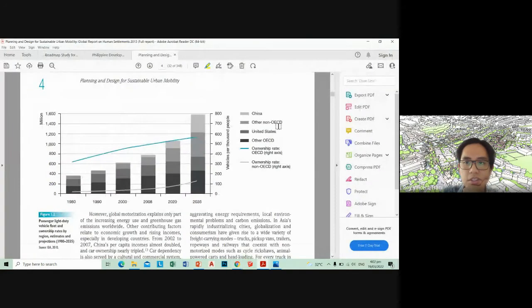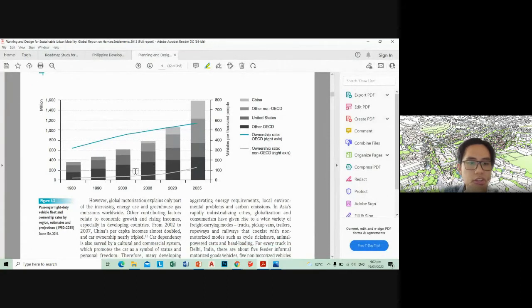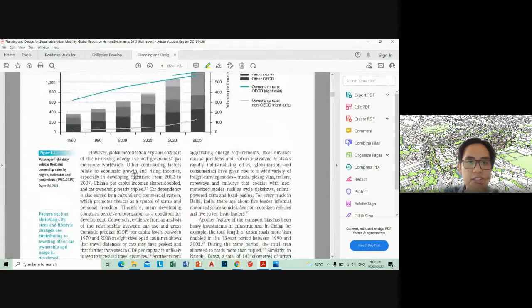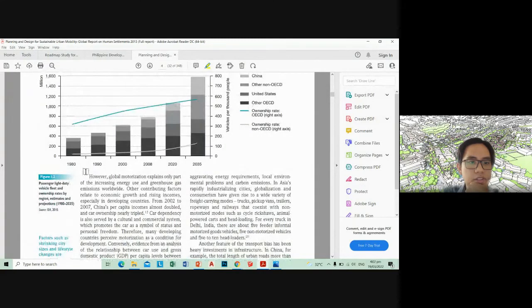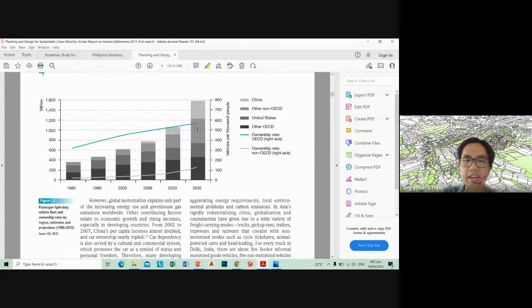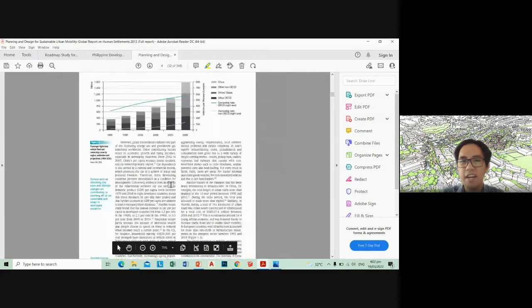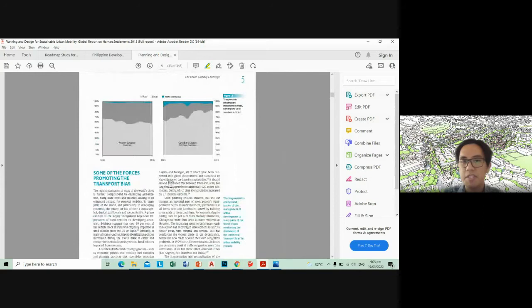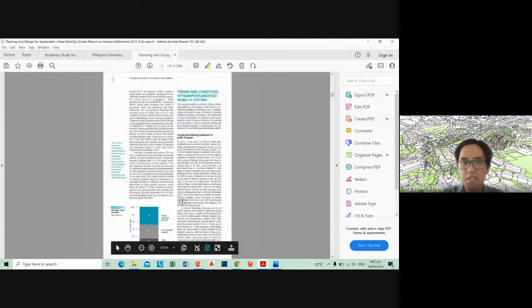So non-OECD, ownership rate. Factors are shrinking city sizes, lifestyle. I think this is for passenger light duty vehicle fleet, passenger light duty vehicles per thousand people, and down here is the year. So basically this is saying there's an increasing number of private vehicles, or just vehicles in general, in cities. More and more people are getting more and more vehicles. This indicates that if it's a one-to-one growth, it's probably more likely that people are buying vehicles for themselves and not using public transportation. So let's skip to the next option here. That's pretty much it for transportation bias.